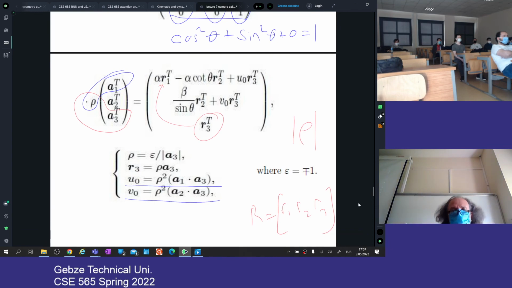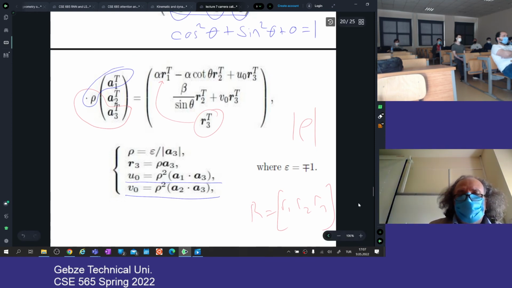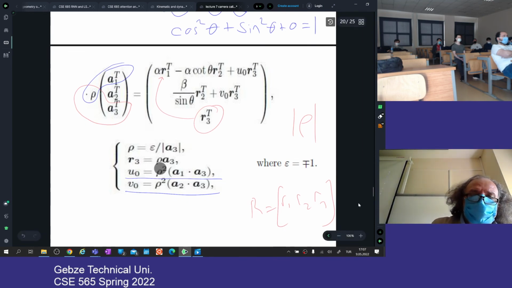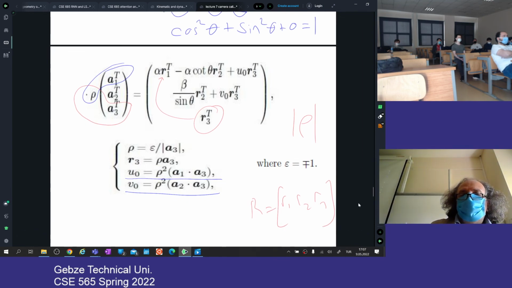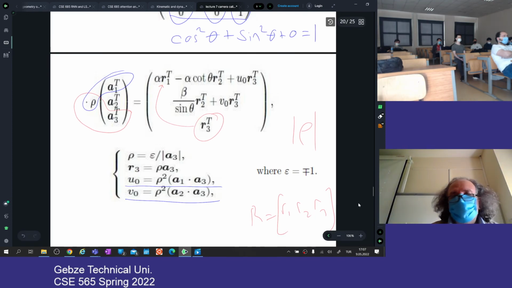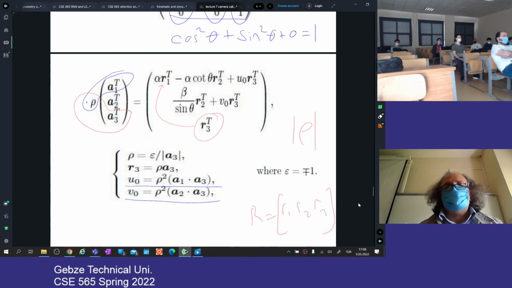So congratulations, you obtain your first parameters from this equation set, which is U0 and V0. You might say that, well, I know R3 too, but you know R3 depending on the sign of this rho. I know the absolute value of rho, but not the sign of it. So the sign depends on the -1 or +1. Just a mathematical trick, that's it. It all depends on this orthogonality of this matrix R.